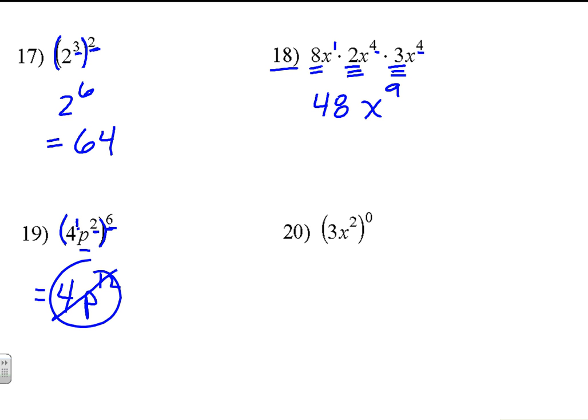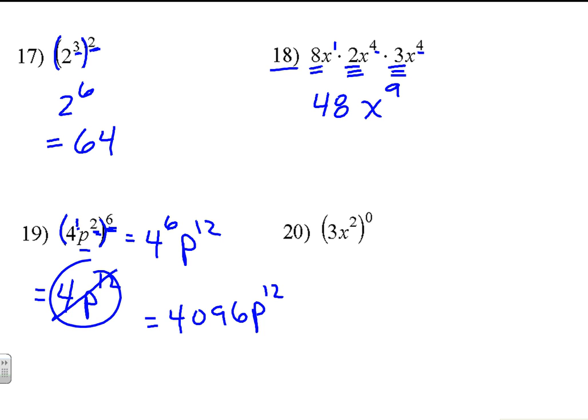6 groups of 1, 4. That is 4 to the 1 times 6, 6th. 6 groups of 2 p's, that is p to the 12th. And that number gets big in a hurry. Let's see, I believe that is 4,096. You can check that on a calculator, but I'm fairly confident that's accurate. Okay.